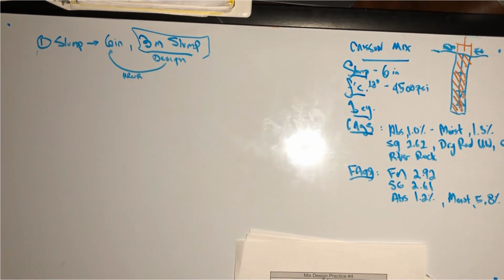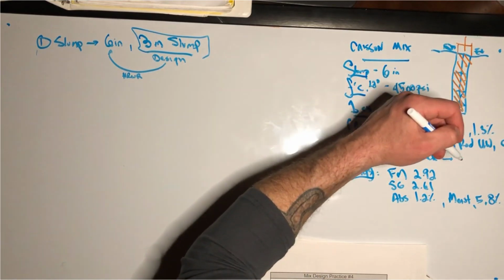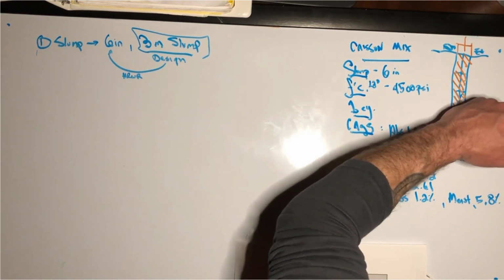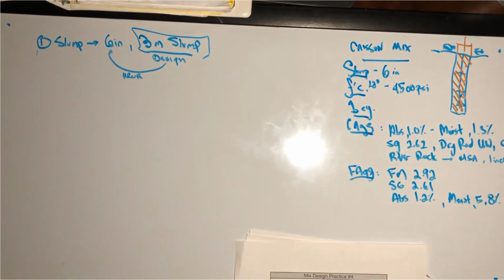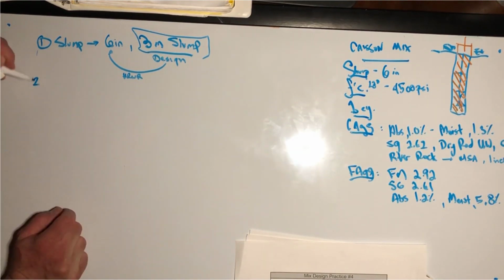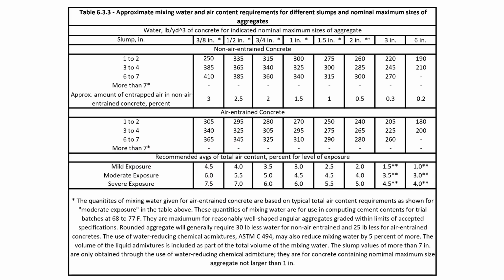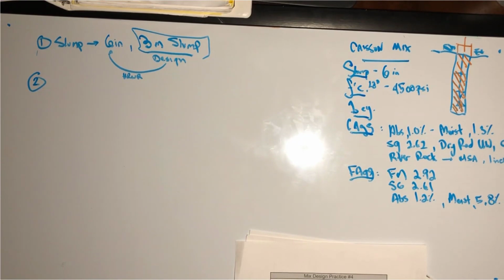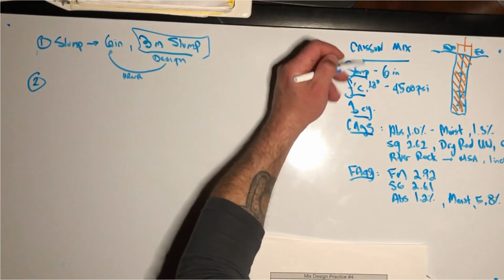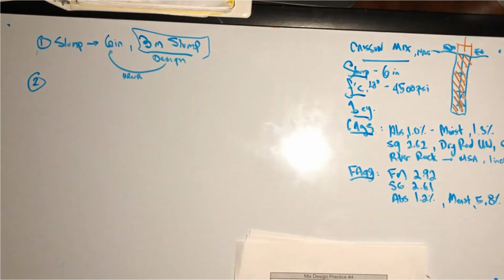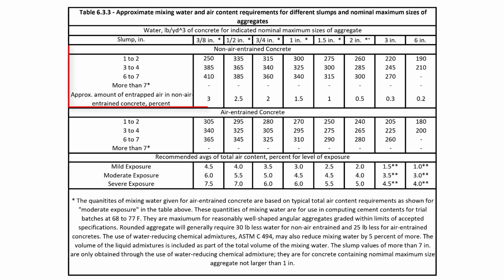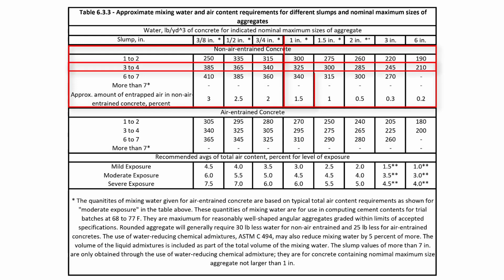And if we go with our coarse aggregate, oh, I forgot to add, I'm so sorry. This was a MSA of 1 inch. Okay, so our next table, item number 2, is table 6.3.3. And we can use a non-air entrained concrete for this. I don't believe that was written on here, but we are going to do a non-air entrained mix.